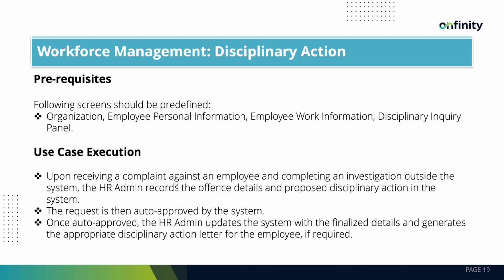Upon receiving a complaint against an employee and completing an investigation outside the system, the HR admin records the offense details and proposed disciplinary action in the system. The request is then auto-approved by the system. Once auto-approved, the HR admin updates the system with the finalized details and generates the appropriate disciplinary action letter for the employee, if required. Now, let's take a look at how this works in the Onfinity system.